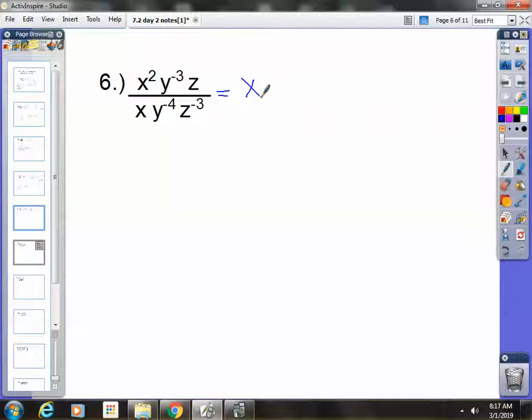So next we have y to the negative 3 divided by y to the negative 4. So that's going to be negative 3 minus a negative 4, which is really y to the first power. Where's y to the first going to go? On top. When we simplify our z's, that's really z to the first. So 1 minus a negative 3 is really z to the fourth power. And again, he's going to go on top as well.